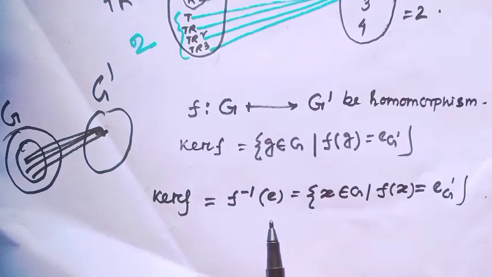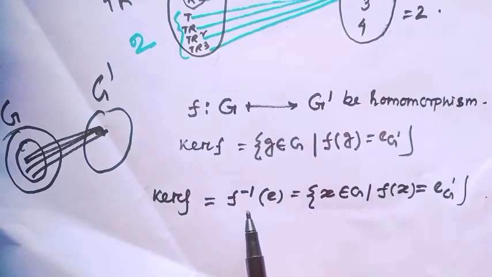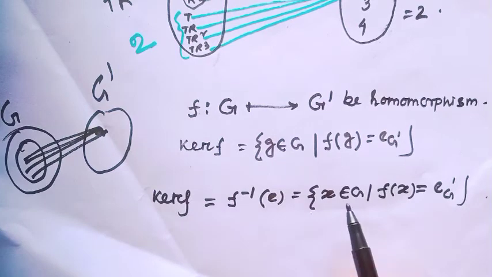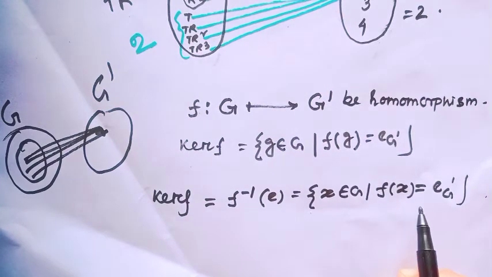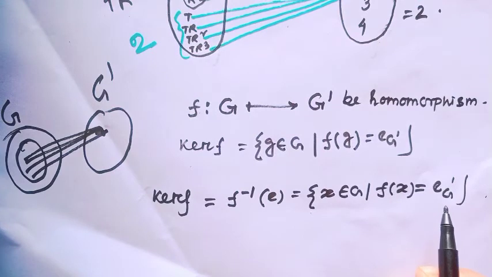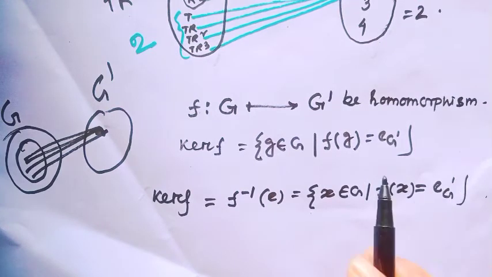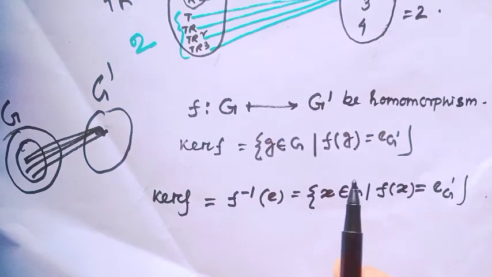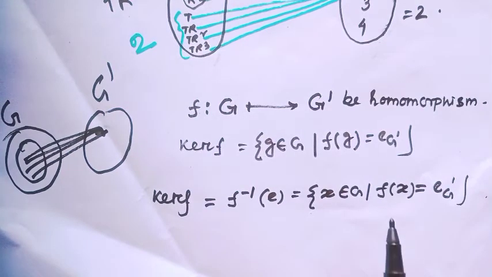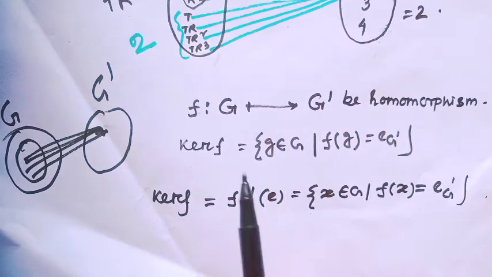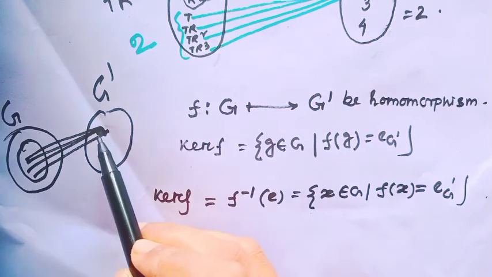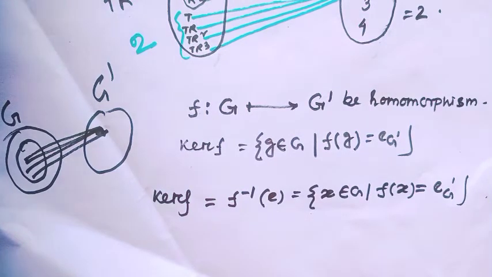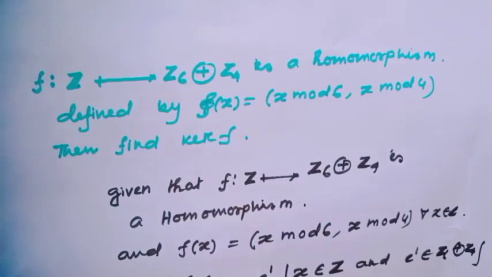Another definition of the kernel is: kernel of f equals f inverse of e, which is equal to the set of all elements x in G such that f of x equals e of G dash. That means the kernel of a homomorphism is simply the preimage of the identity, and in set notation, the set of all elements of the domain which map to the identity. Are you getting? Let's see one example.